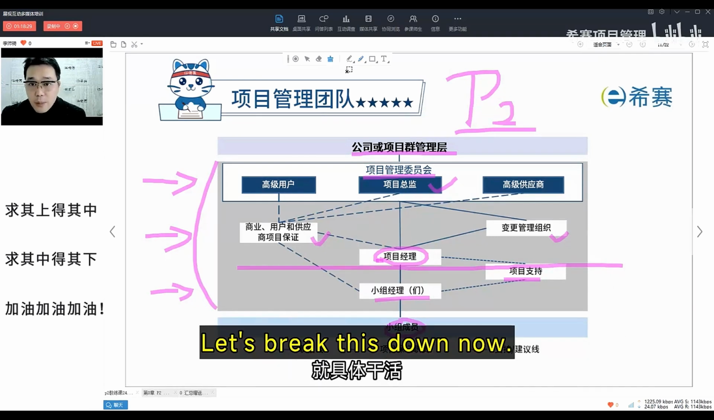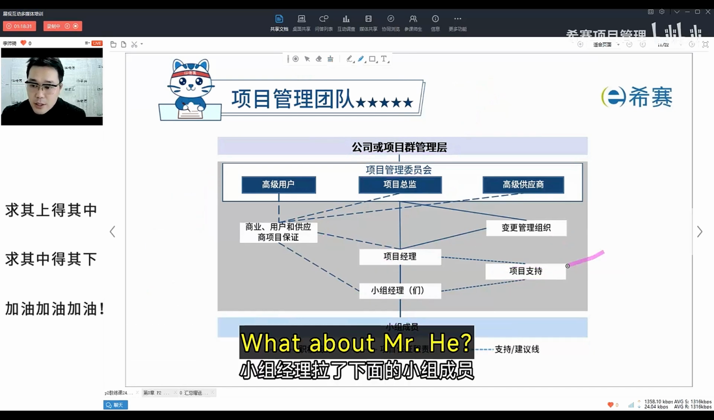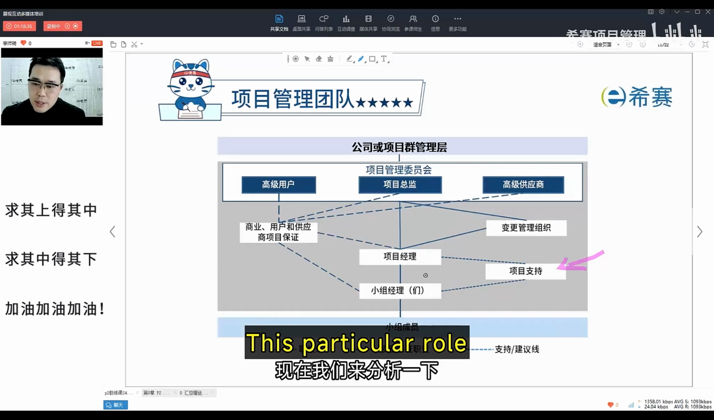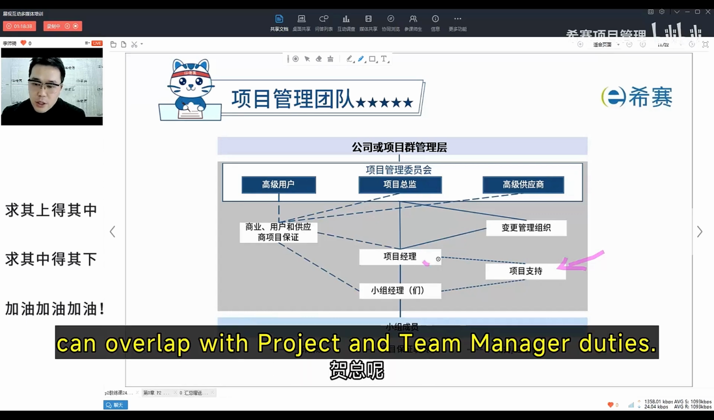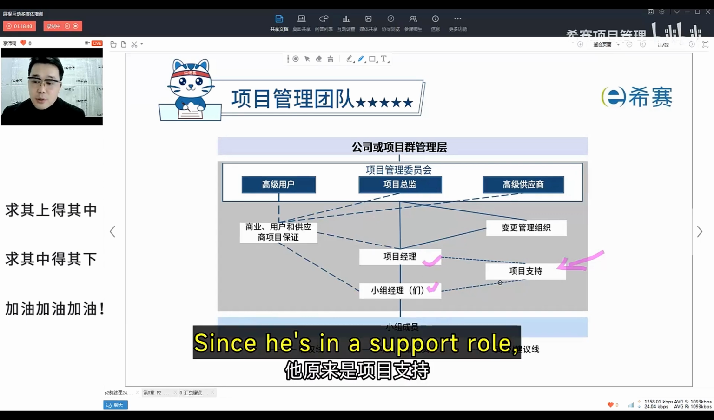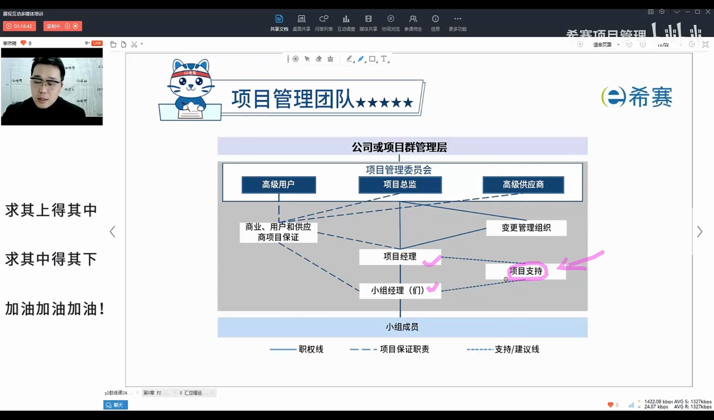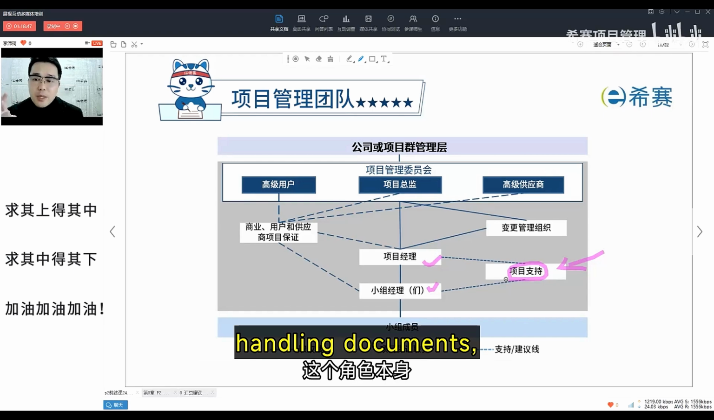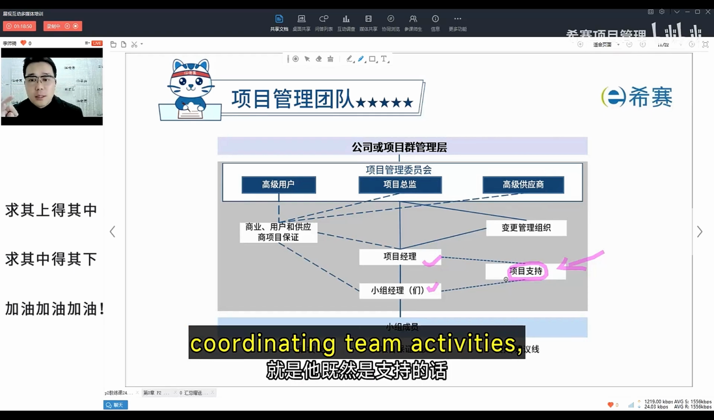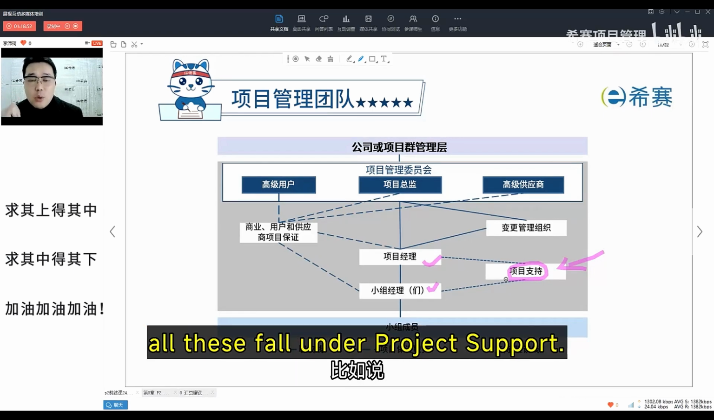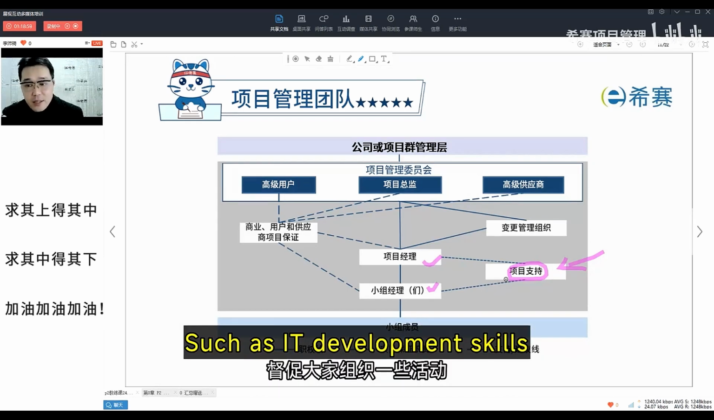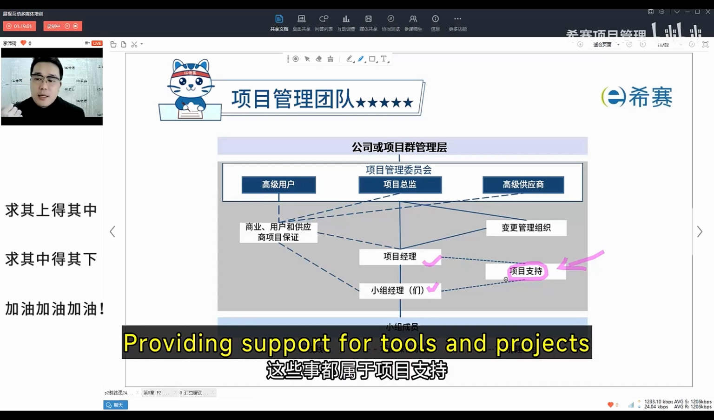Okay, let's break this down now. What about Mr. P? He used to be in project support. Okay, this particular role can overlap with project and team manager duties, since he's in a support role. For instance, handling documents, sending meeting alerts, coordinating team activities. All these fall under project support. Plus some technical stuff, of course. More specialized tasks, such as IT development skills, providing support for tools and projects.